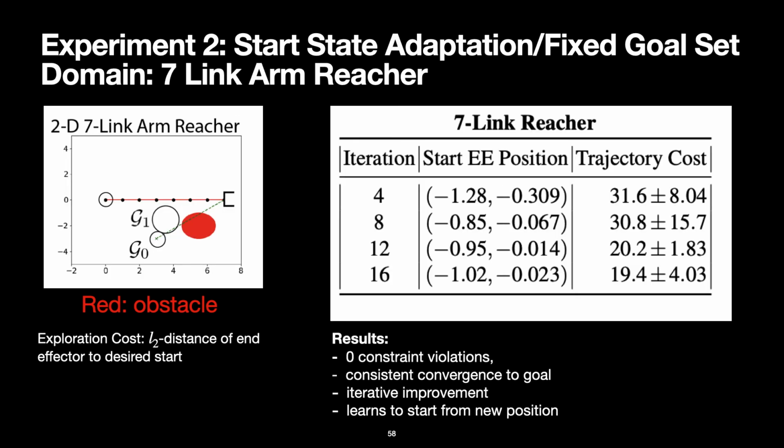We observe similar results on the 7-link arm domain and find that the policy domain expansion strategy safely enables the agent to learn to do the task from novel start states while consistently completing the task from each new start state.